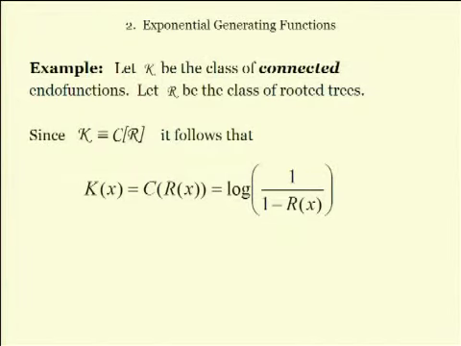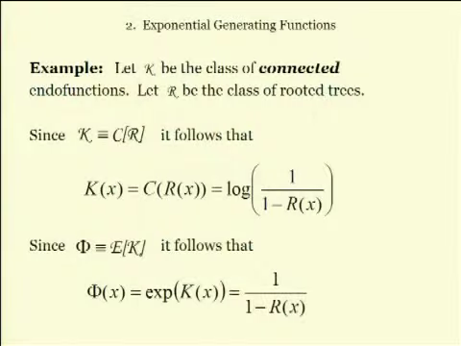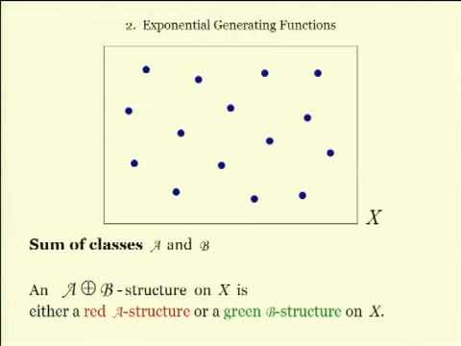And then one more step: an endofunction is a set of connected endofunctions, so you can apply it again, and you get this quite surprising relation between endofunctions and rooted trees. And in fact, if you take this line of reasoning a little bit further, you end up with the second proof of the formula for rooted trees that I'm not going to show you.